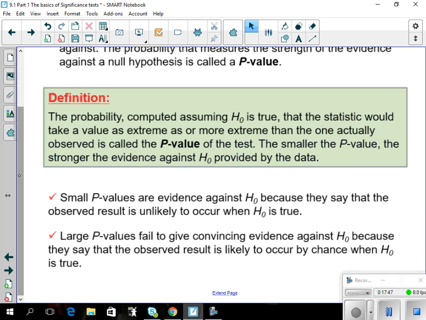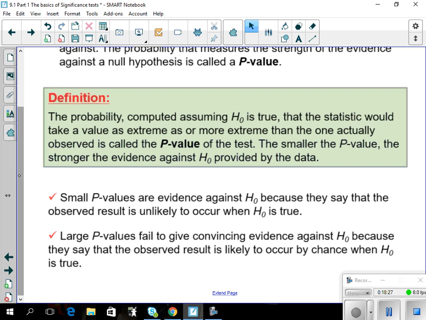P-value is the likelihood or the probability, assuming the claim is true, assuming the null hypothesis is true, that the statistic could happen. How likely is it that our outcome came about? Think about our free throw shooters. The claim is 80%. The p-value is going to be very, very small in our case, because the likelihood that he shot 62%, claiming that he's an 80% free throw shooter, is very small. So a p-value is a probability.